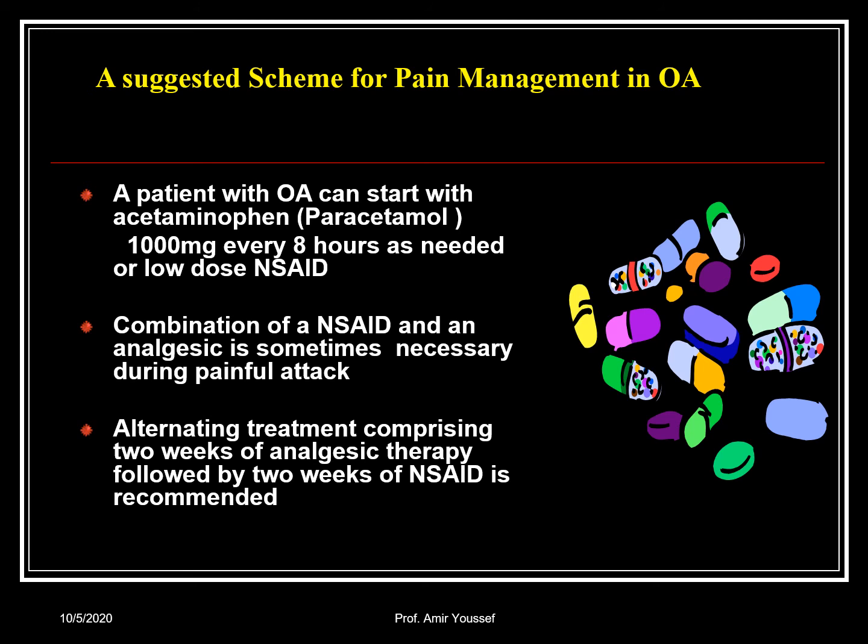This is a suggested scheme for pain management in osteoarthritis. A patient with OA can start with acetaminophen or paracetamol 1000 mg every 8 hours as needed, or low-dose nonsteroidals. Combination of nonsteroidals and an analgesic is sometimes necessary during painful attack. Alternating treatment comprising 2 weeks of analgesic therapy followed by 2 weeks of nonsteroidals is recommended.